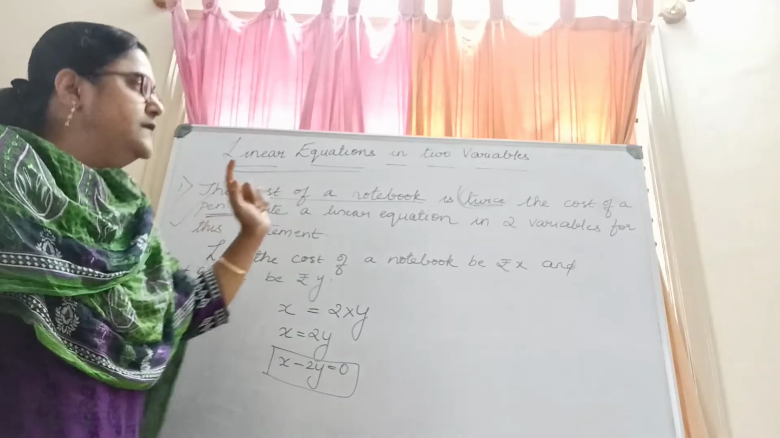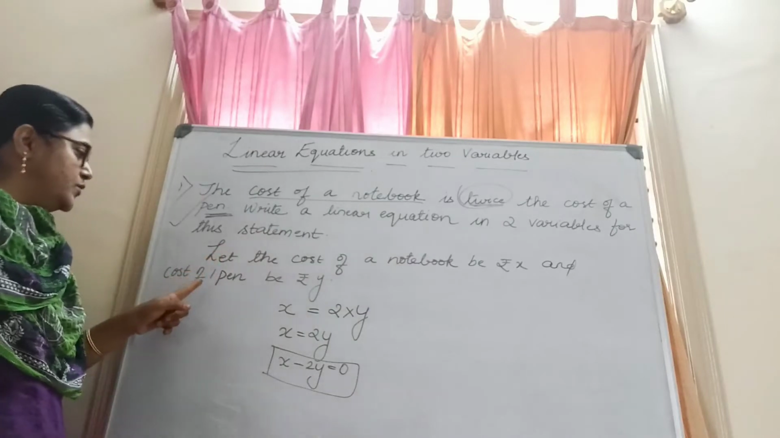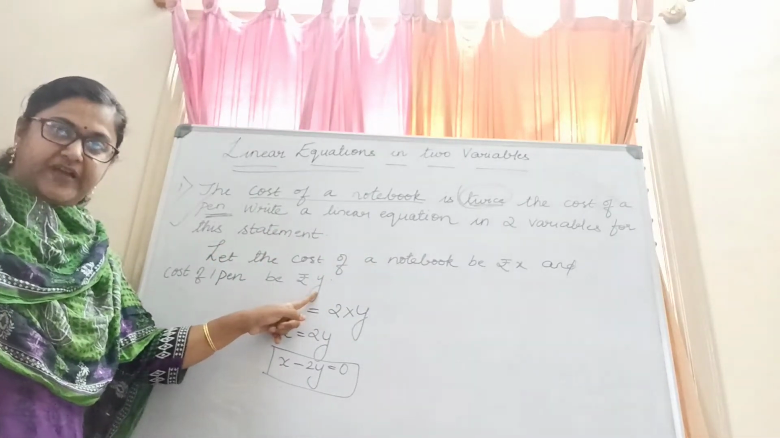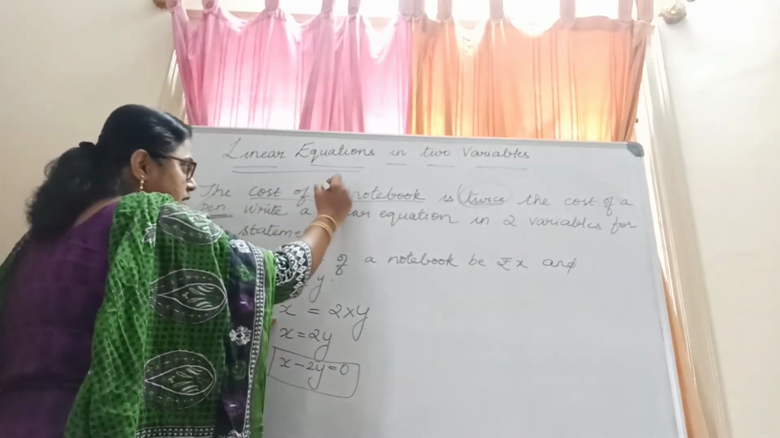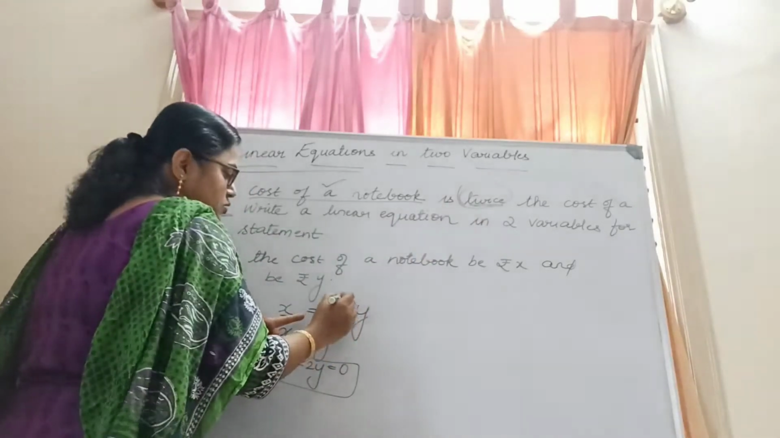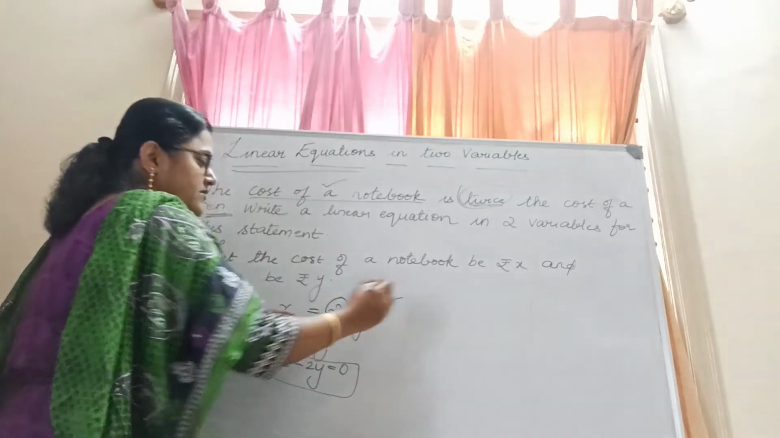Fine. So the cost of one notebook is rupees X and the cost of one pen is Y. Fine. Now according to the statement given in the question, cost of a notebook X is equal to twice, that is two times, of cost of a pen, that is Y.